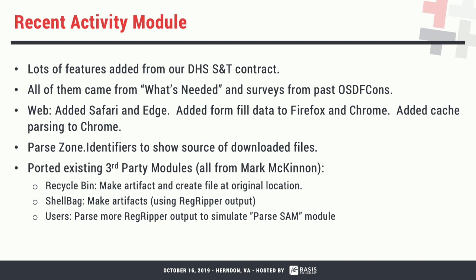We expanded Firefox and Chrome to get form fills, for addresses and all the autofill fields, and parsing of Chrome cache data. That slows it down a bit, but it provides some pretty powerful stuff. Zone identifiers are now being parsed to give you more context on where a file came from.